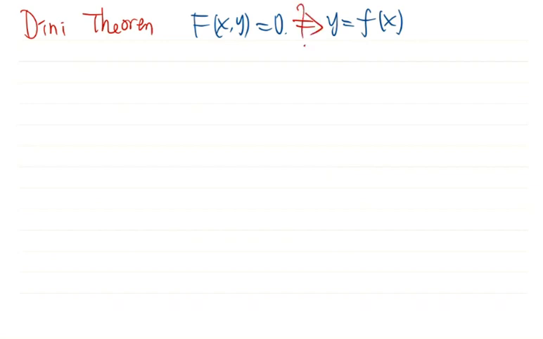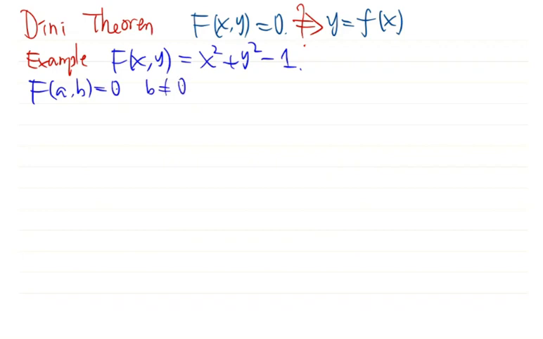Can we solve f(x,y) = 0 to obtain y? Of course, the y must depend on x. Okay, this is the question we want to study. Now we consider a simple example. f(x,y) is x squared plus y squared minus 1. Then suppose f(a,b) is 0, and we consider the case b is not 0.